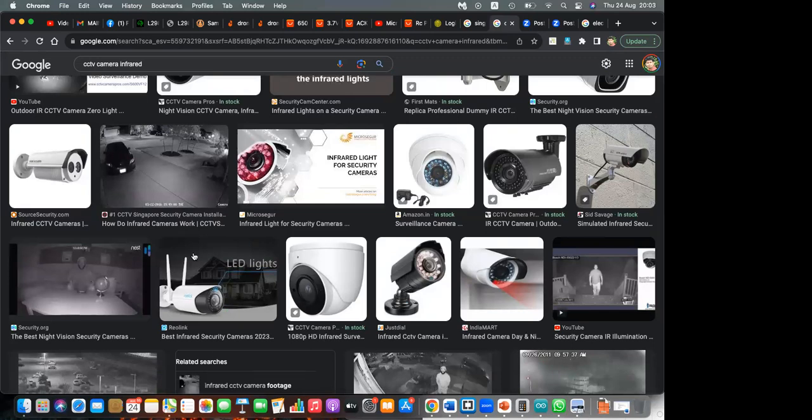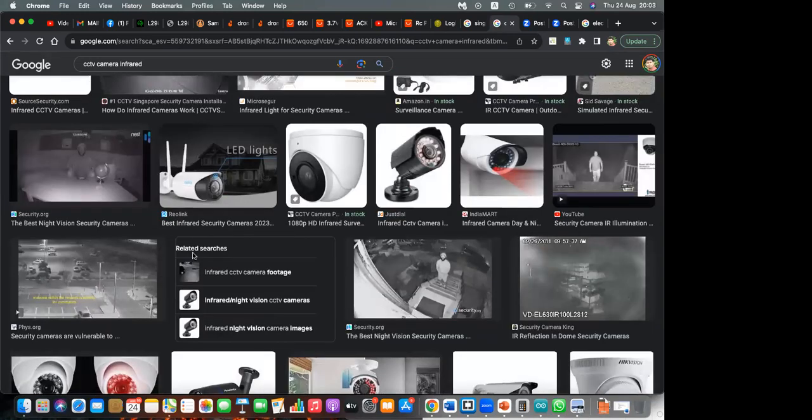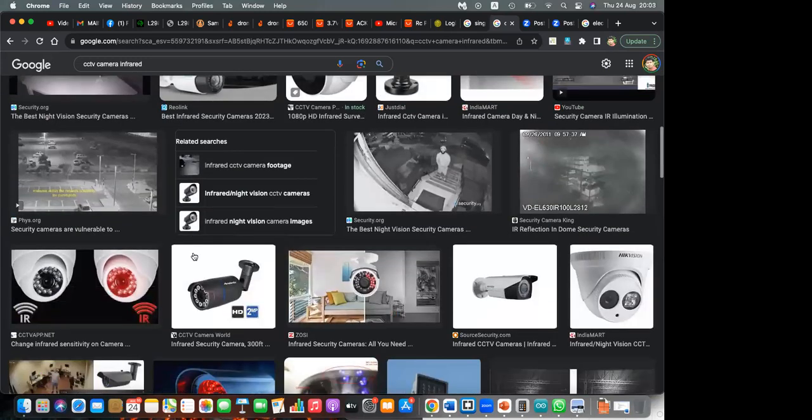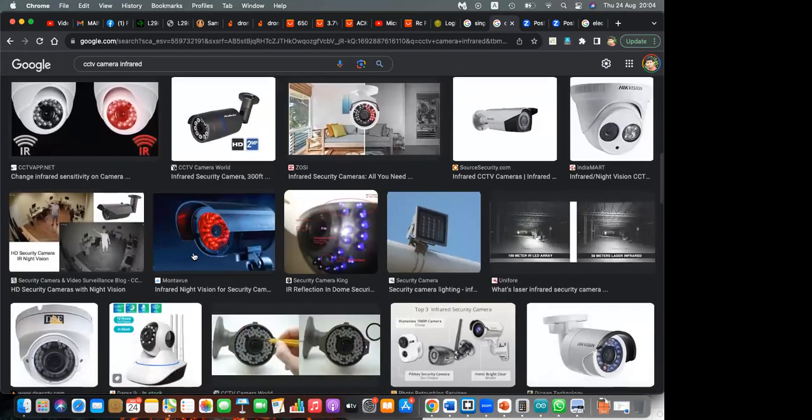But this infrared light is really a light source. The camera can see it, though we cannot. So with this infrared light you can see at night. We call that night vision.